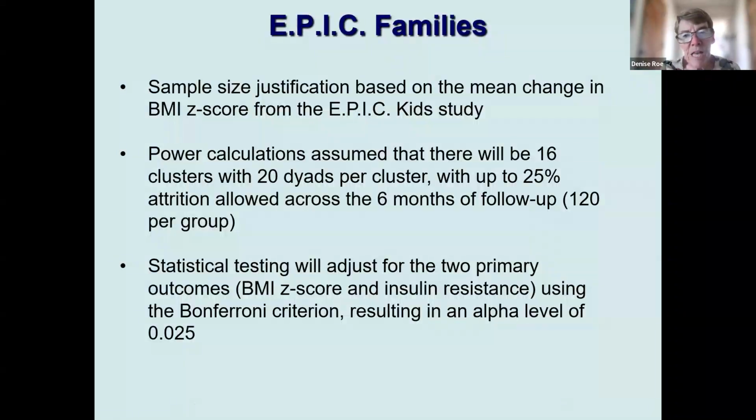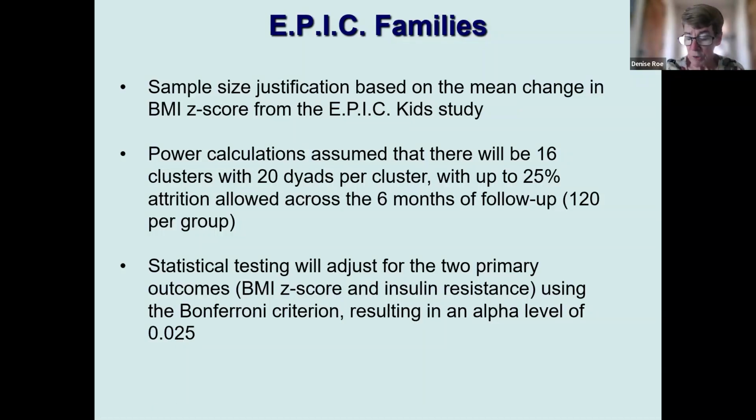So we justified the sample size based on the mean change in the BMI Z-score from the EPIC-KIT study. But now we had to adjust for the fact that we would have participants randomized within a cluster with up to 25% attrition. And our statistical testing adjusted for the 2 primary outcomes, BMI Z-score and insulin resistance, using the Bonferroni criteria.